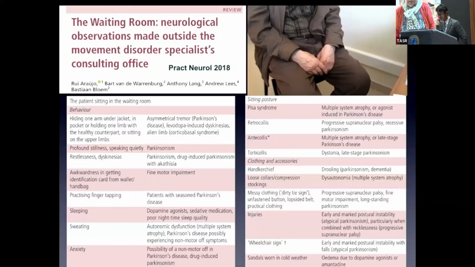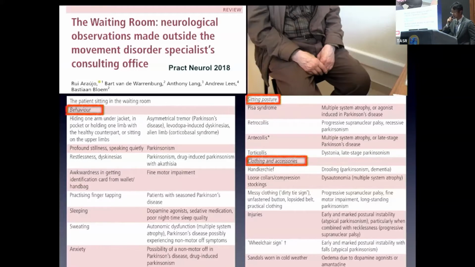But there is a very interesting article that was published in 2018 in Practical Neurology, which mentioned that maybe even before the patient walks in, we could have an idea of what the diagnosis is at the waiting room. Sometimes as we go into the hospital, we see patients walking into the main entrance or along the corridor, and you may think, hey, is this my patient that is coming in? You look at the behavior of the patient, the sitting posture, and even the clothing and the accessories of the patient. This is an article that is worthwhile going through and reading.